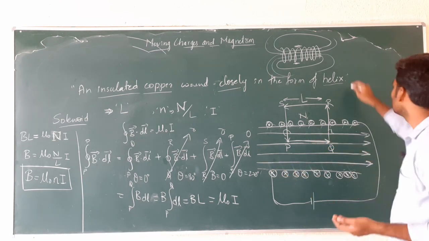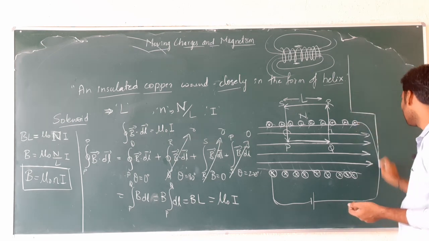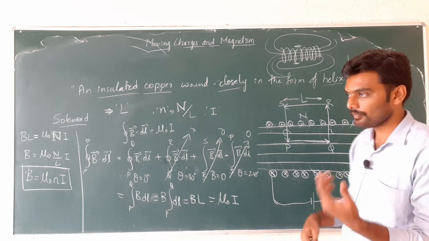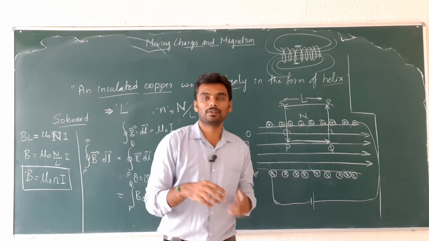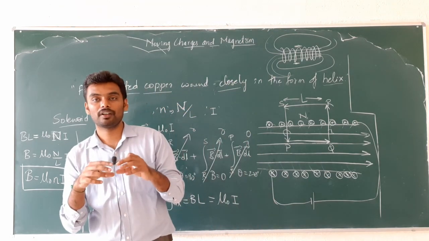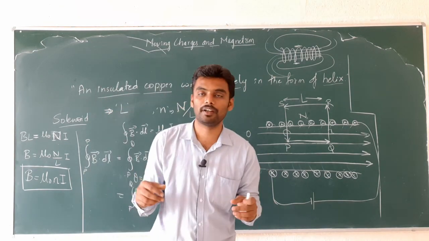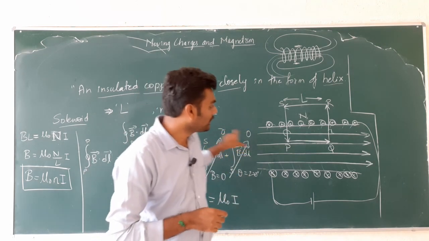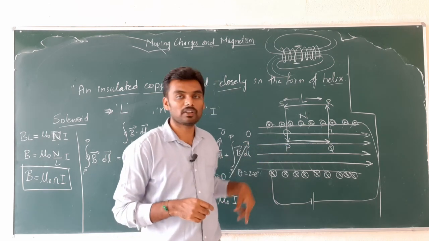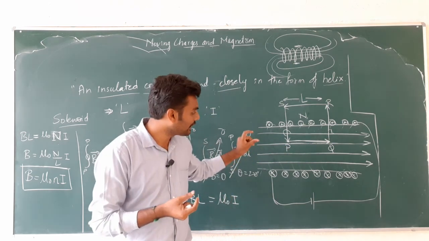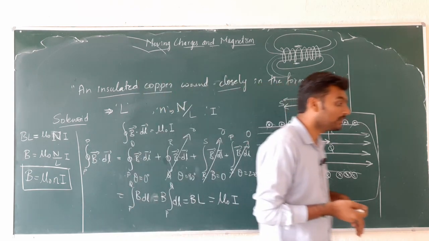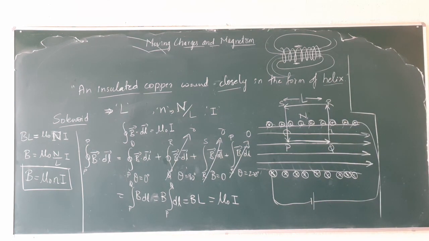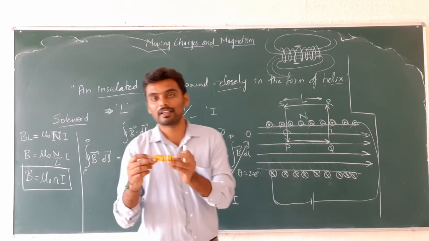There are a few conditions or special kinds of solenoids. When do we say a solenoid is a long solenoid? Very simple. When the total length of the solenoid is very much greater than the radius of the solenoid. Just a minute, let me bring that and show it to you. So this is somewhat like a regular solenoid.